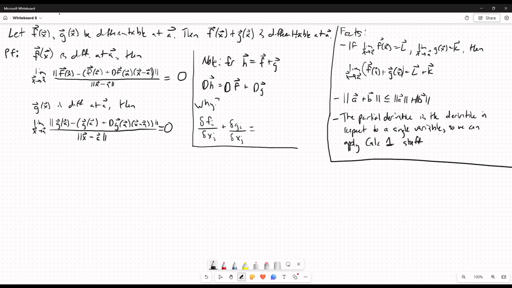The first thing I've done is I've just written out, by definition, what we already have. Since f of x is differentiable at a, then the limit as x approaches a of f of x minus the linearization of f at a, that's f of a plus the matrix of partial derivatives times the vector x minus a, all over the magnitude of x minus a, needs to be 0. Similarly, if g of x is differentiable at a, then the limit as x approaches a of g of x minus the linearization of g at a, divided by the magnitude of x minus a, equals 0.